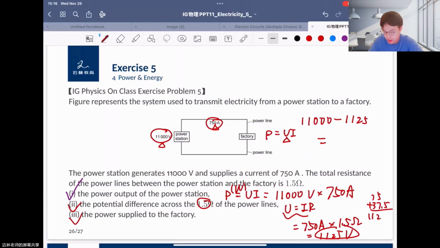I guess it is 9,875 volts. Okay, this is the potential difference on the factory. And then you can use the formula power equals U times I, that is 9,875 volts times the current, which is 750 amperes. Okay, so maybe here you have to use the calculator to find the final result.